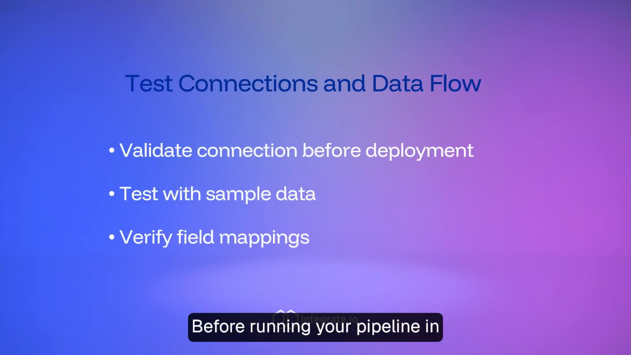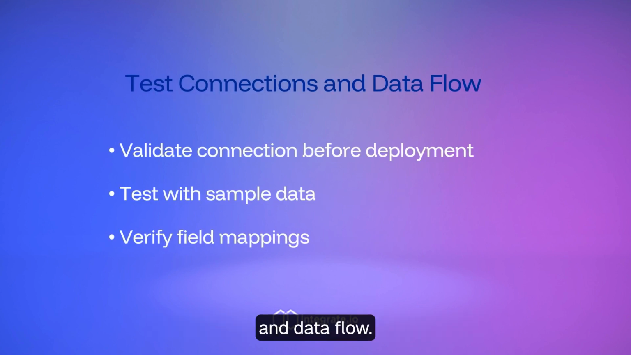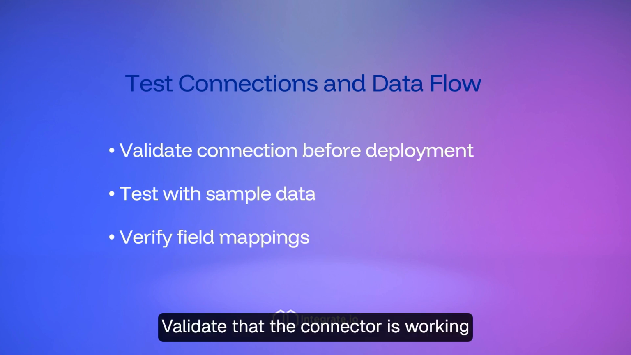Before running your pipeline in production, always test your connection and data flow. Validate that the connector is working correctly, test with sample data, and ensure your field mappings are accurate. This helps catch issues early and prevents failures during live runs.